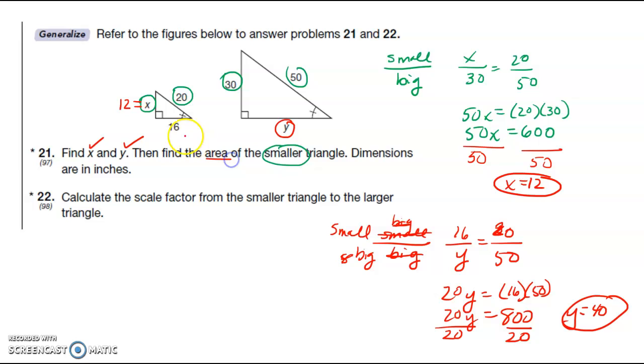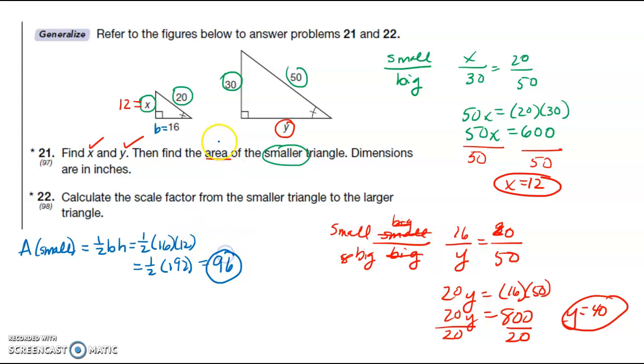It says then find the area of the smaller triangle. So let me change colors here. We're going to find the area of the smaller triangle. We know that the area of any triangle, or any right triangle for that matter, is 1/2 base times height. Really, any triangle that we have the height of, we can do that with. So my base is 16. My height is 12. So 1/2 times 16 times 12. So I get 192. Let me divide that by 2. It's 96. So that's the area of the smaller triangle.